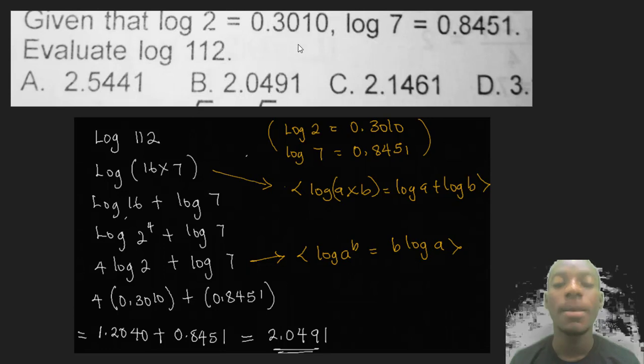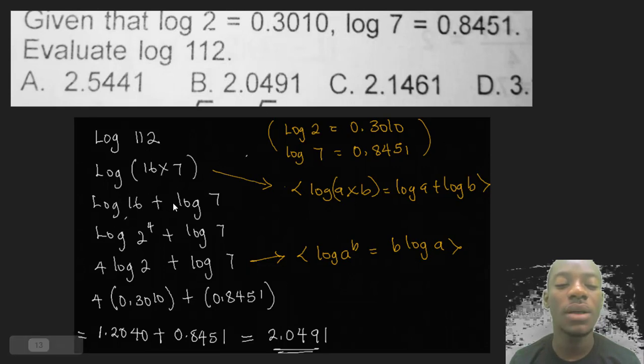How did I get that? Because I've seen log 7 is here, so I know it has to do with 7 and 2, right? So I'm thinking of how I will get 112. It is actually 16 times 7 that forms 112, and I knew because I was given log 7. So it will become log of 16 times 7, then break it further, times becomes plus: log 16 plus log 7. Now 16 is in power form 2 raised to the power 4.